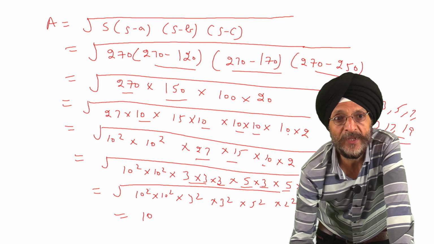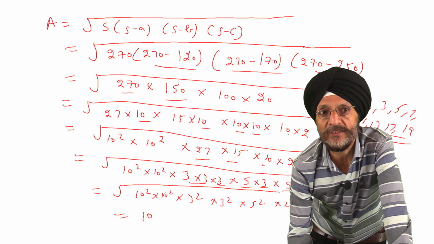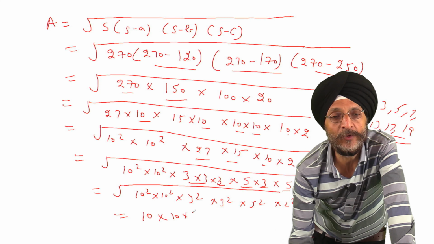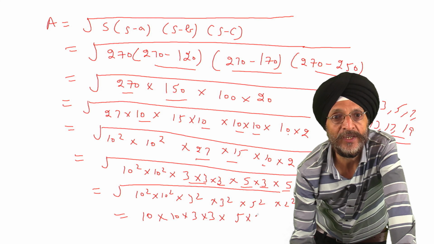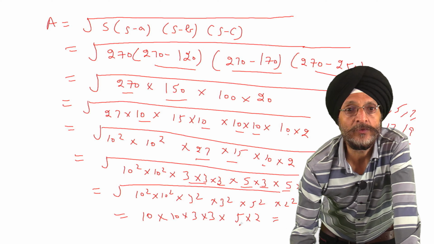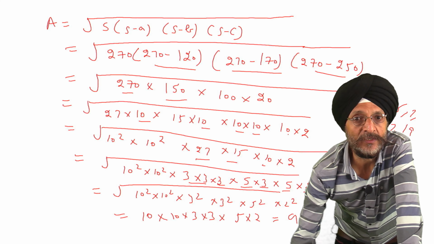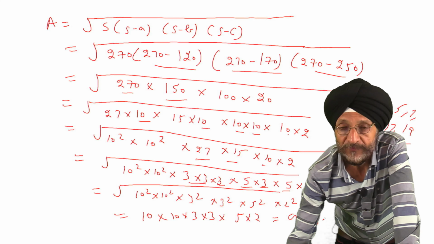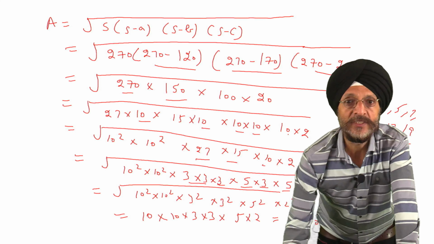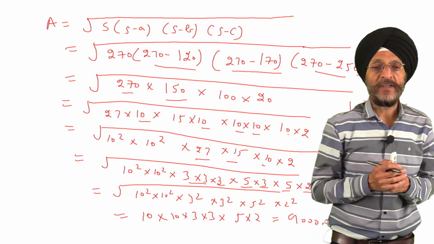So now we will bring out these numbers which are squares out of the purview of under root. 10 into 10 into 3 into 3 into 5 into 2. This will be 9,000 square centimeter. This is the area of triangle.